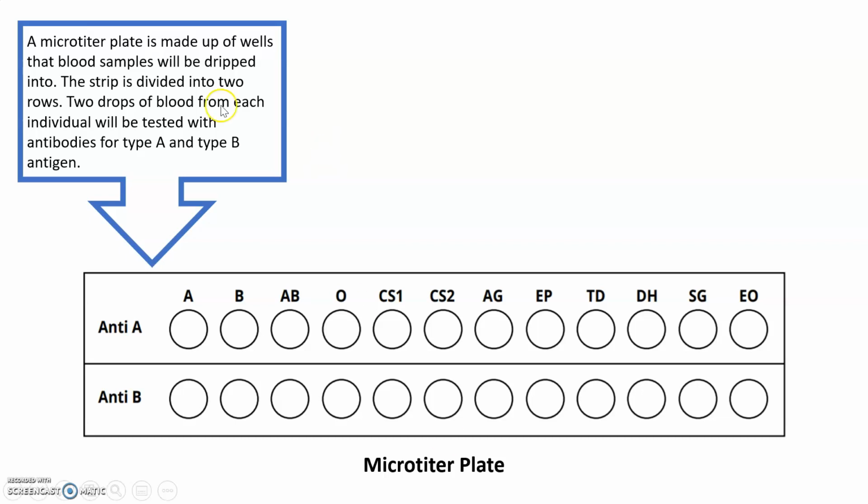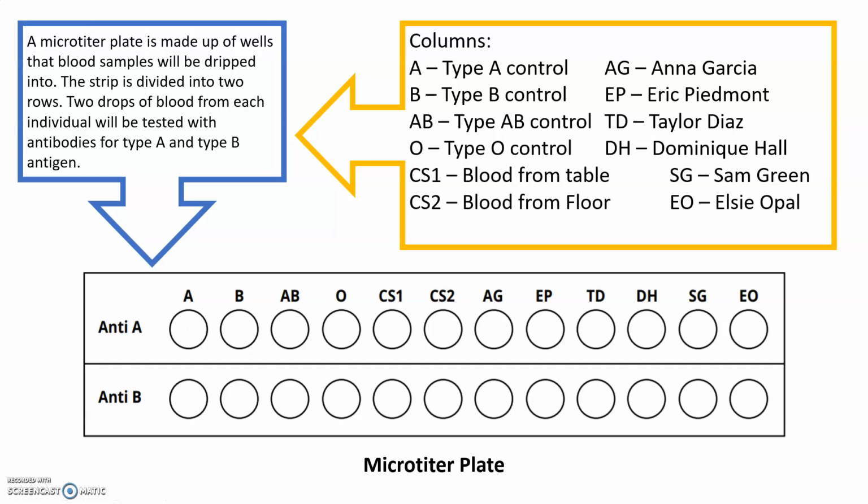So it says a microtiter plate is made up of wells that blood samples will be dripped into. The strip is divided into 2 rows. 2 drops of blood from each individual will be tested with the antibodies for type A and type B. So column A is type A control. Column B is type B control.